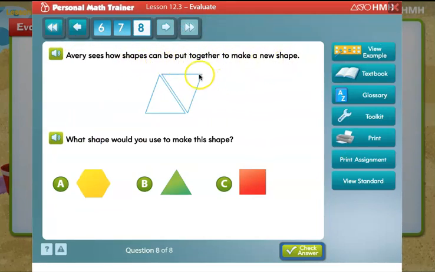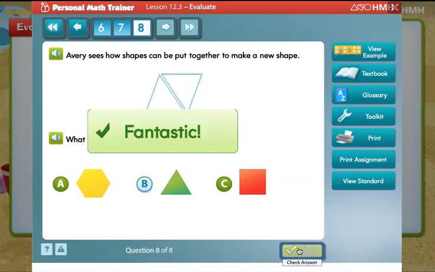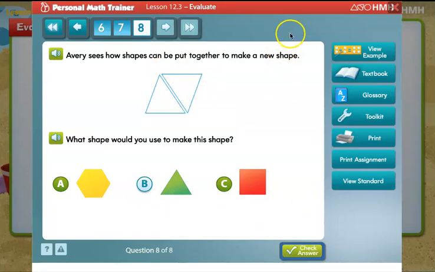All right, and the last one is Avery sees how shapes can be put together to make a new shape. So we have two shapes that have made a new shape. What shape would you use to make this shape? Would it be a hexagon, a triangle, or a square? It would be two triangles. Fantastic! Good job.